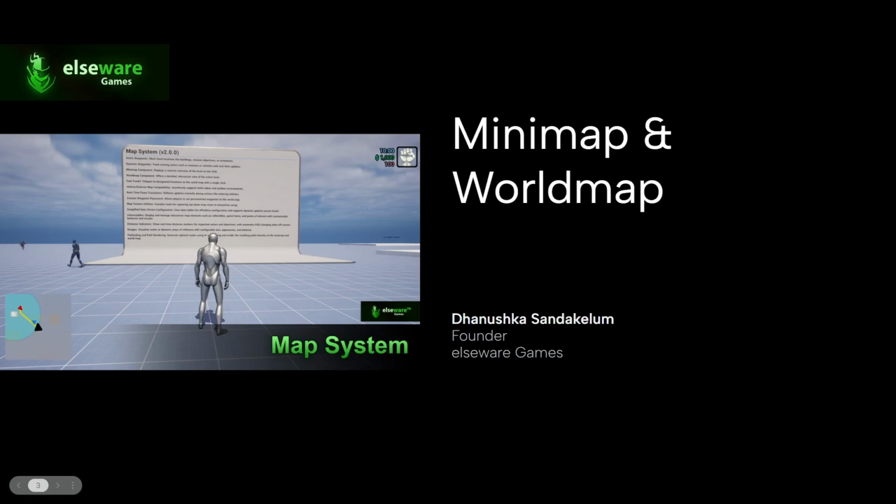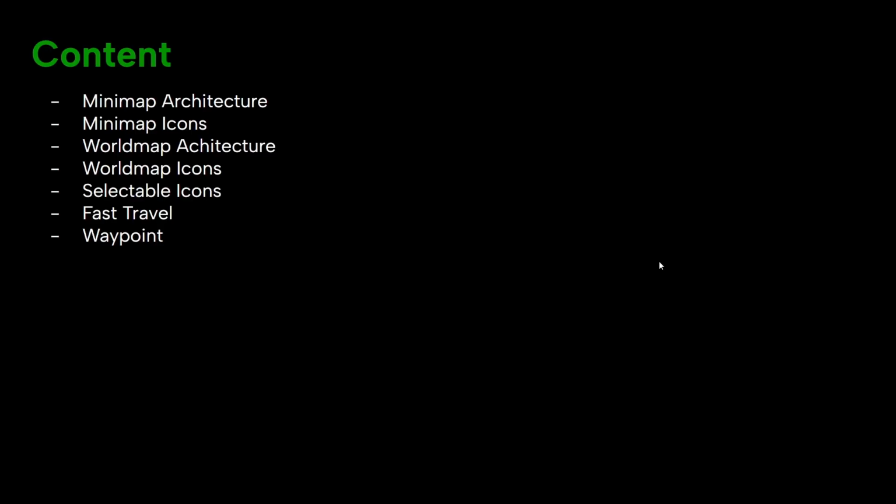Okay, so in the next tutorial, let's see the Minimap and Worldmap features of the map system. So here basically I'm going to cover how we can set up a level that is able to display some Minimap and Worldmap, and then we will go through each and every individual component to get a better understanding. So we start with the Minimap, and I will briefly explain about its architecture.